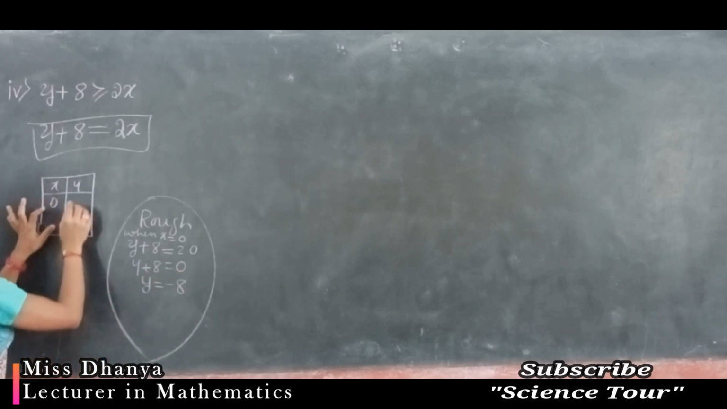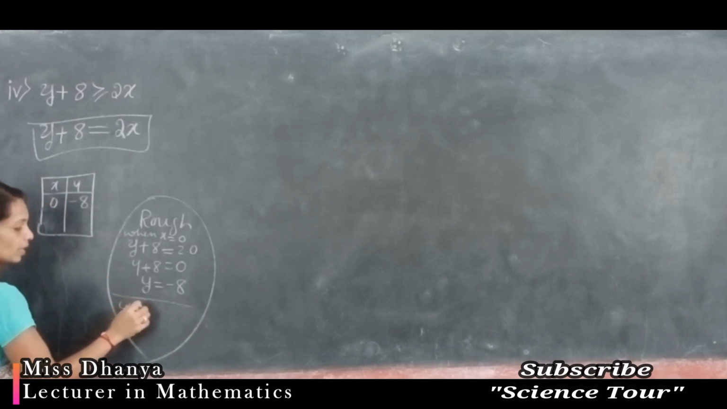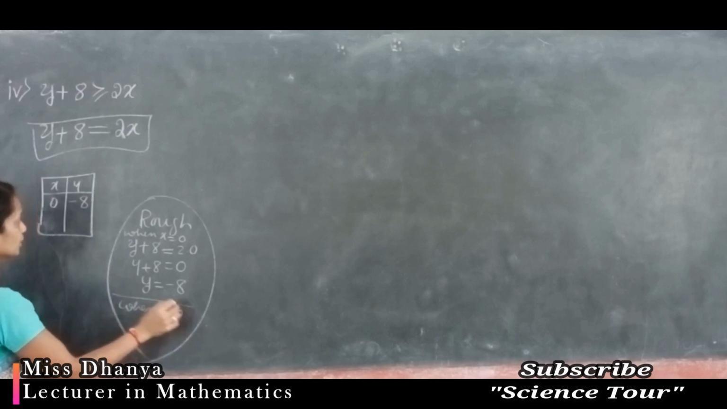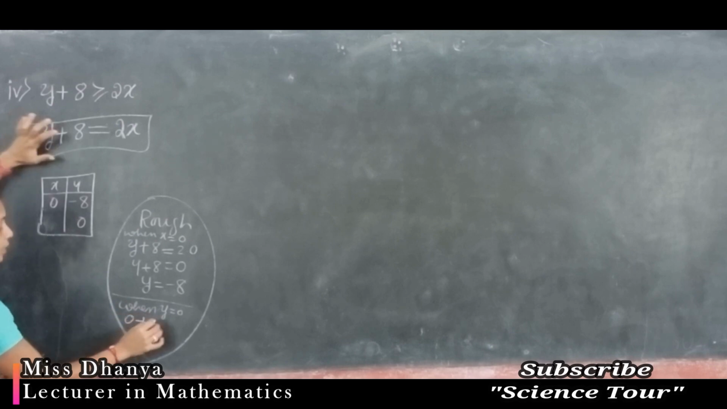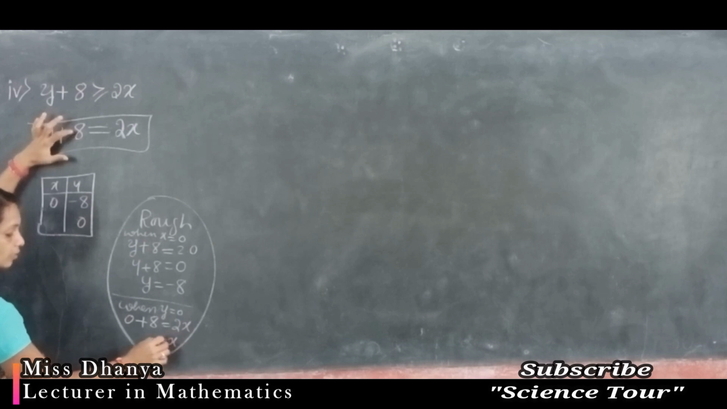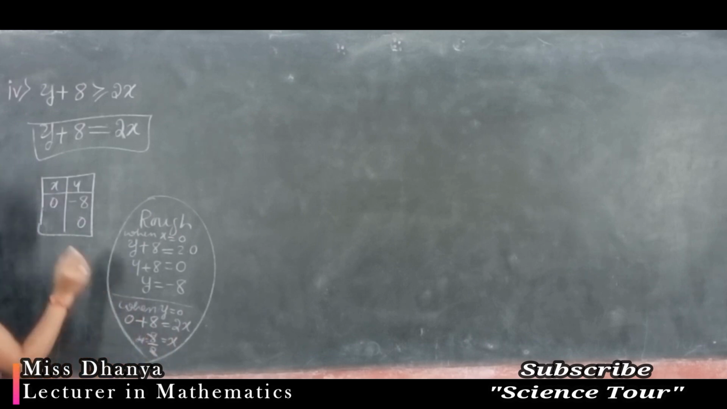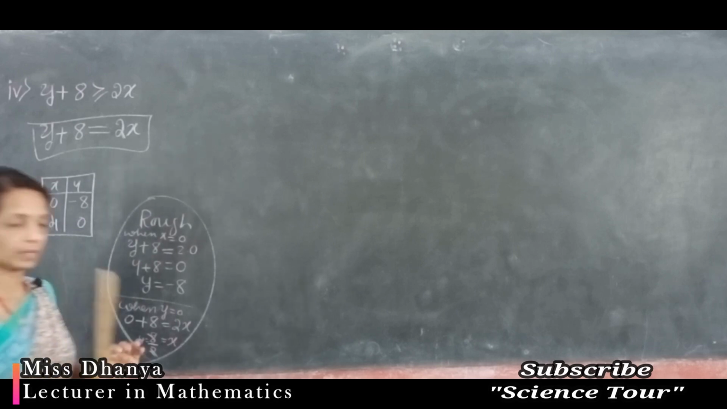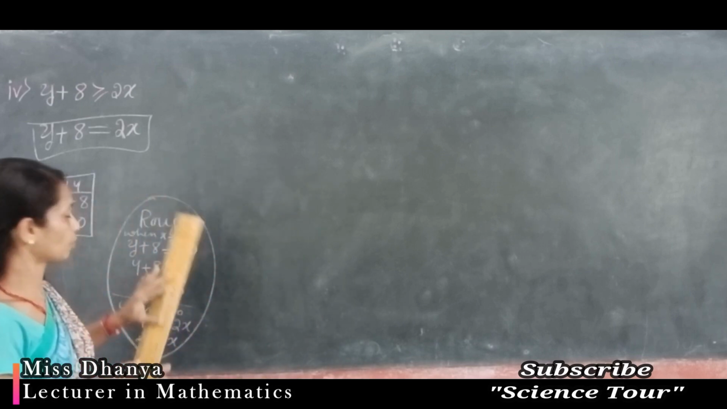So when x is 0, y value is how much? That is minus 8. Next, when y is equal to 0, what do we get in this equation? When y is 0, this equation becomes 0 plus 8 is equal to 2x. So from this, x is equal to 8 divided by 2, which is 4. So x equal to 4. These 2 points you have to mark in the Cartesian plane. So now you have the points 0 comma minus 8 and 4 comma 0 to mark.